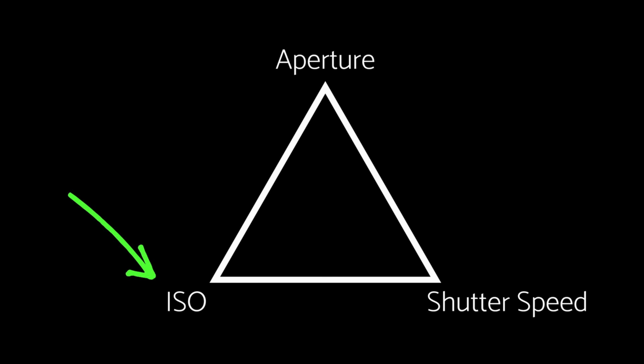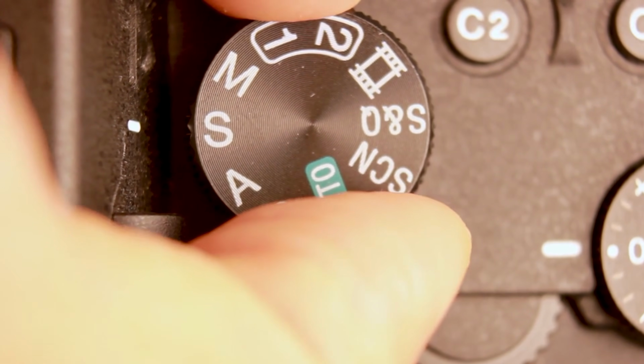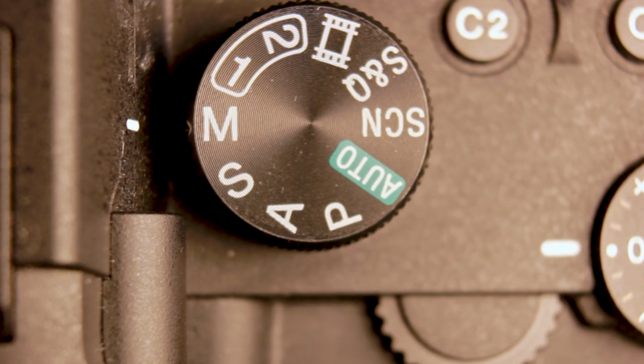And before we dive into how ISO affects your images, it's first important to understand the role that ISO plays within the exposure triangle. Also, it's important to note that in this guide, everything I'm referring to is when you put your camera in manual shooting mode, which allows you to control the ISO, aperture, and shutter speed manually.